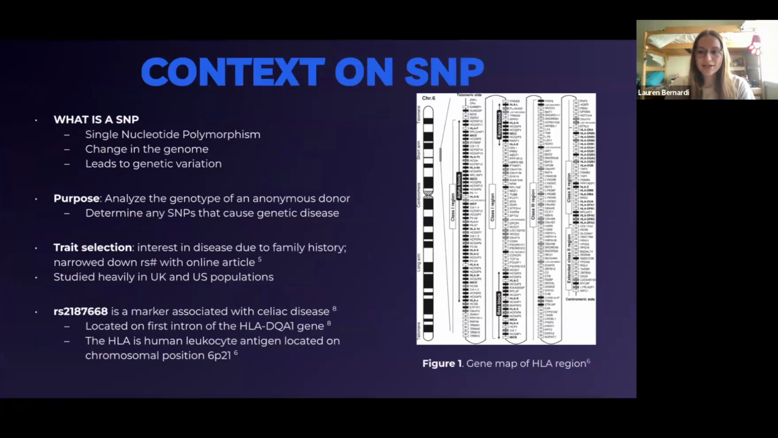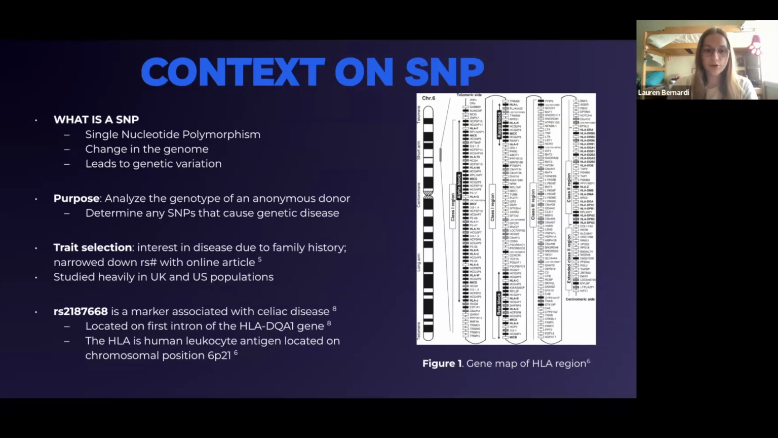So just for some context on SNPs, a SNP is a single nucleotide polymorphism that leads to a change in the genome due to a nucleotide shift, and ultimately this will lead to some form of genetic variation. The purpose of this particular project was to analyze the genotype of an anonymous donor and determine any SNPs that could have caused genetic disease.